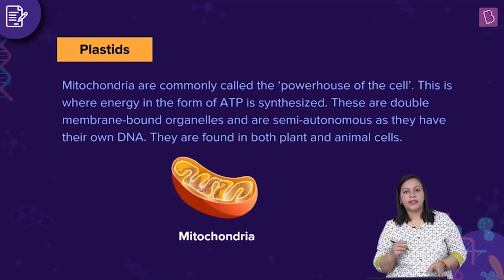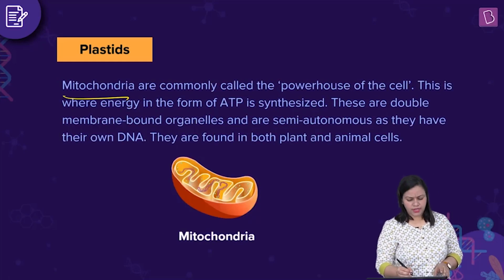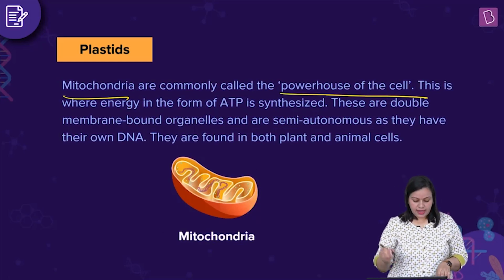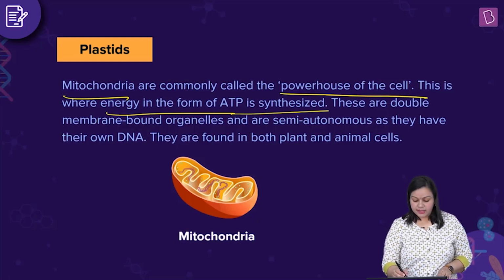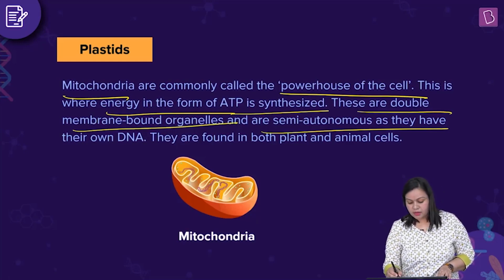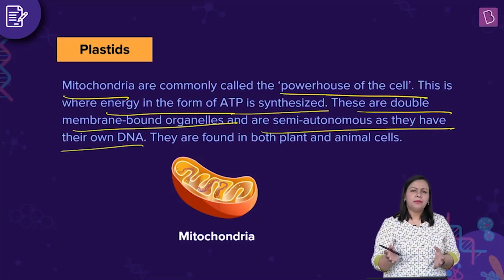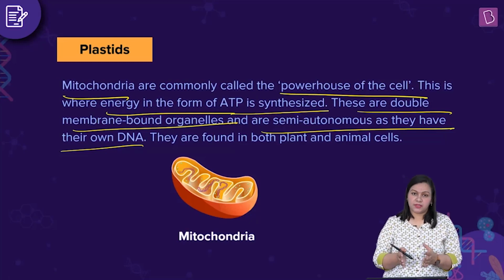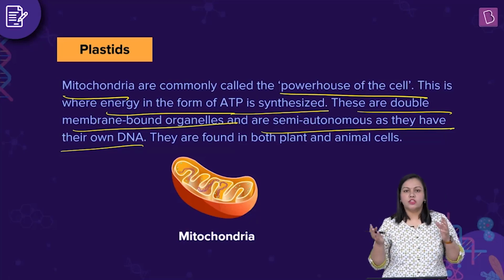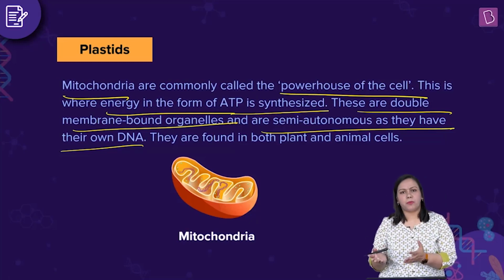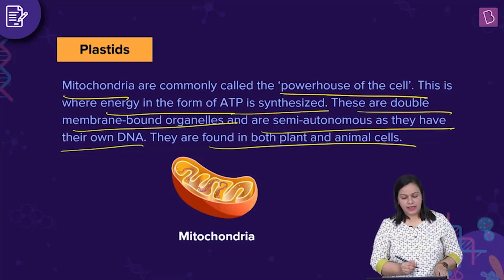Talking about the next incorrect option for the question, which was mitochondria. What is mitochondria? It is the powerhouse of the cell, and this is where energy in the form of ATP is synthesized. These are double membrane bound organelles and are semi-autonomous as they have their own DNA. Semi-autonomous means they are pretty much dependent on themselves, but they are also dependent on cellular machinery for some of the functions. So it becomes semi, like half or partial, autonomous. They are found in both plant as well as animal cells.